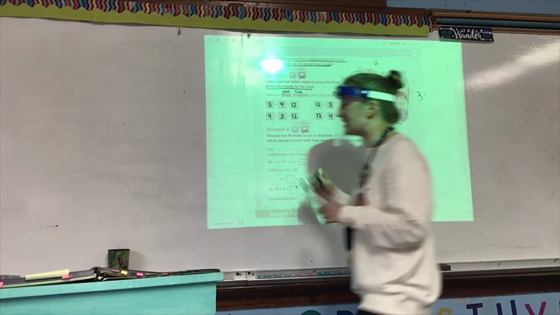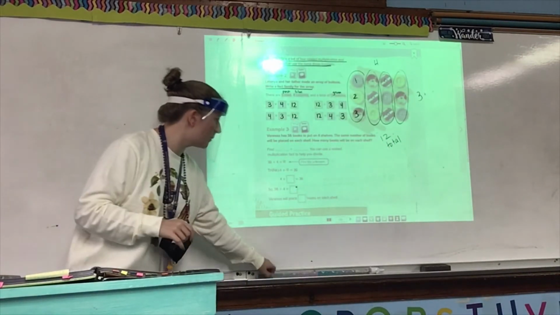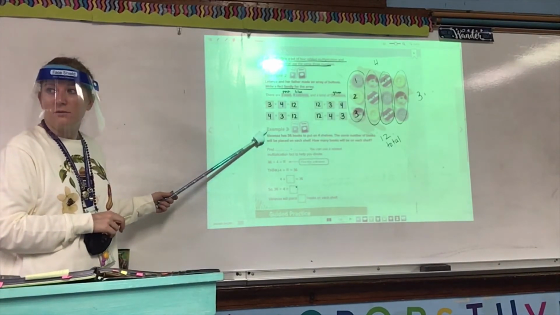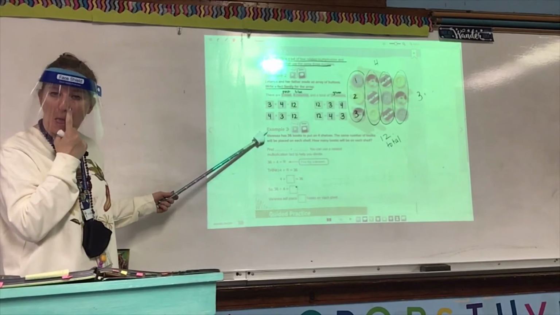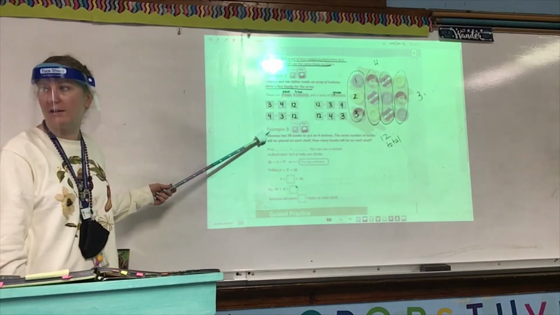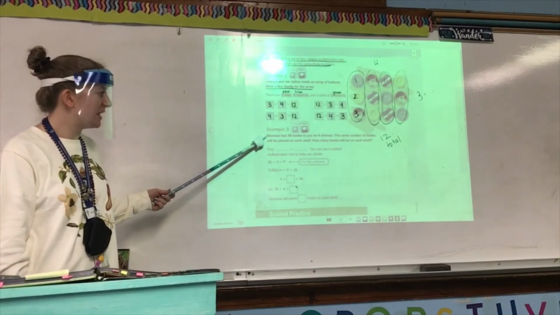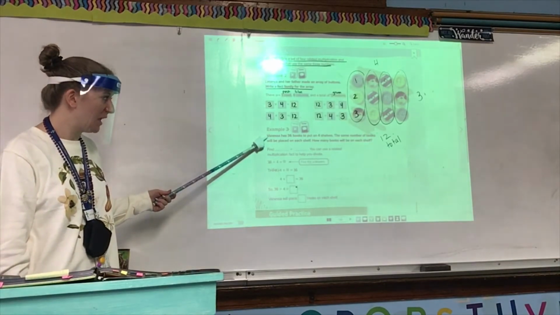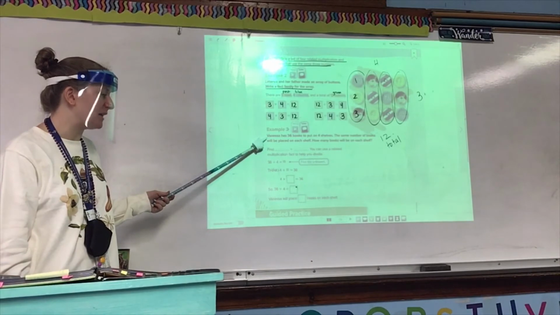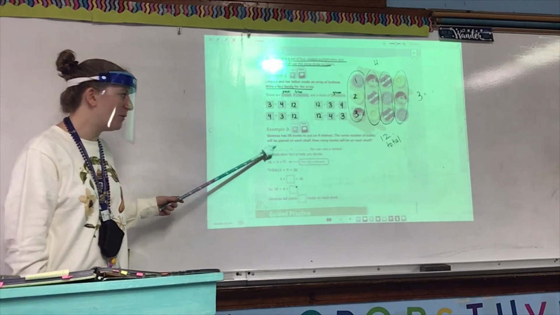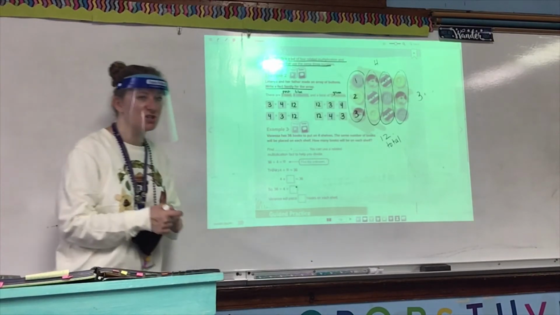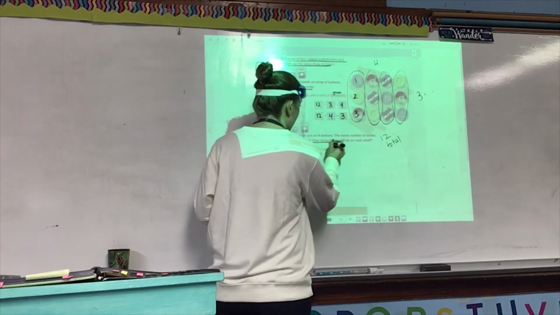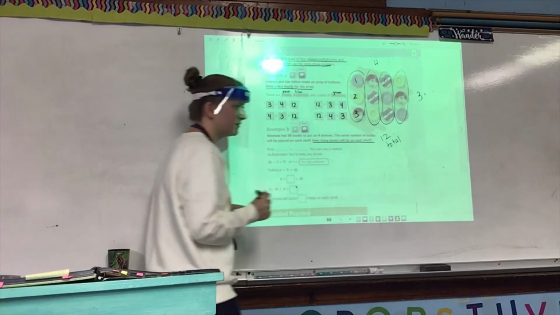Okay, let's look at example 3. So everybody, finger or pencil on example 3. Read in your head while I read out loud. Vanessa has 36 books to put on 4 shelves. The same number of books will be placed on each shelf. How many books will be on each shelf? So here's our question. How many books will be on each shelf?